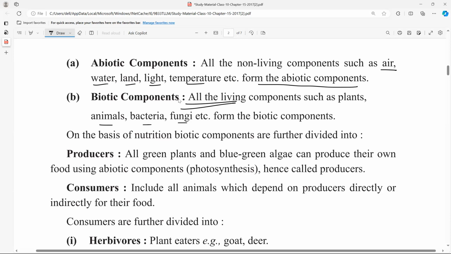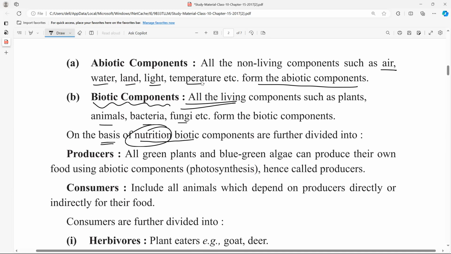And now what are producers? We have further divided them on the basis of nutrition. Whenever we divide anything, we always keep in mind on what factor we are going to divide. So the basis of this division of the biotic components is nutrition, that is, how they obtain food. Either they obtain their food directly from producers or not. So we have divided all the living organisms, all the biotic components, into two main categories.